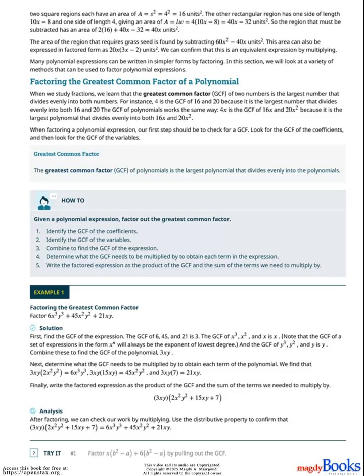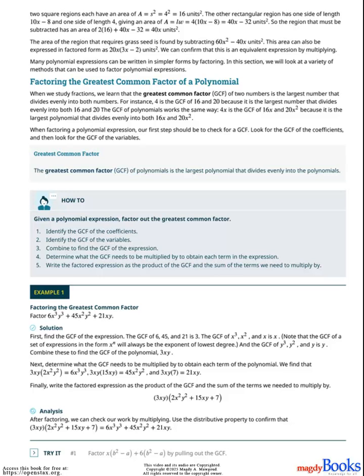How to: Given a polynomial expression, factor out the greatest common factor. 1. Identify the GCF of the coefficients. 2. Identify the GCF of the variables. 3. Combine to find the GCF of the expression. 4. Determine what the GCF needs to be multiplied by to obtain each term in the expression. 5. Write the factored expression as the product of the GCF and the sum of the terms we need to multiply by.